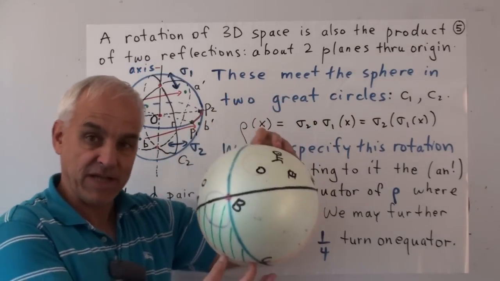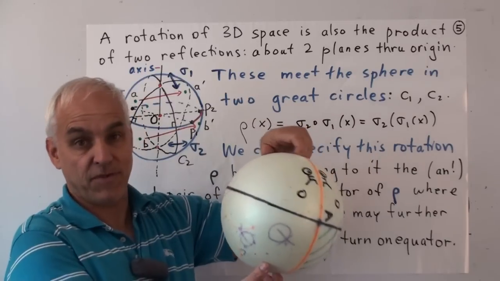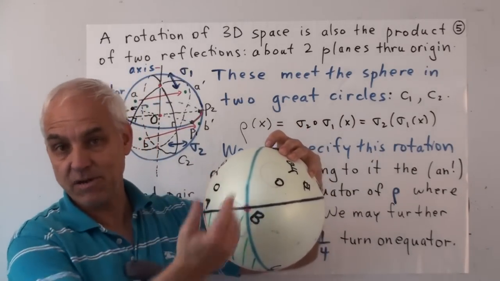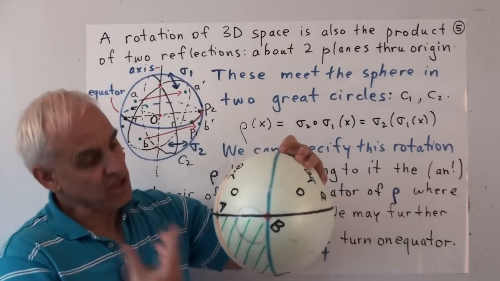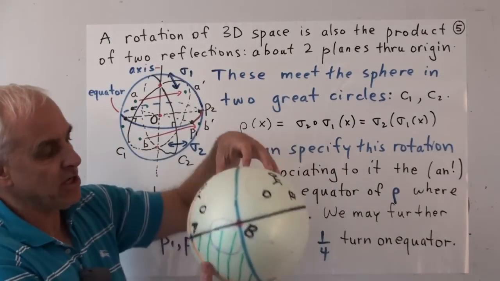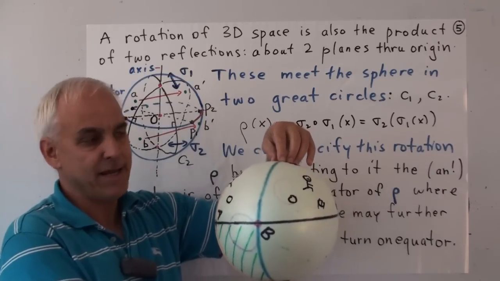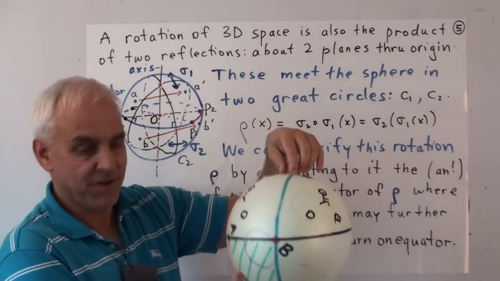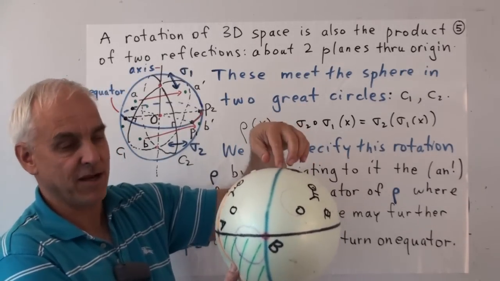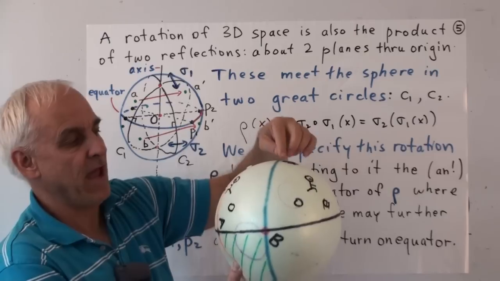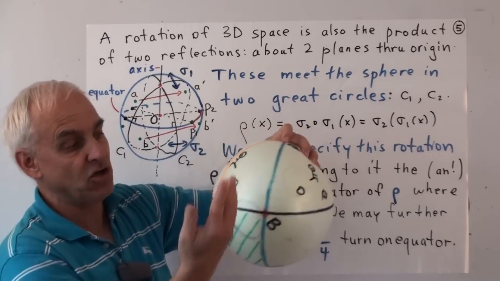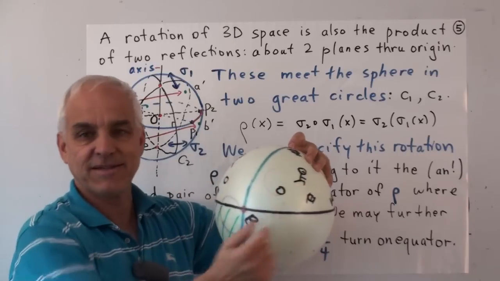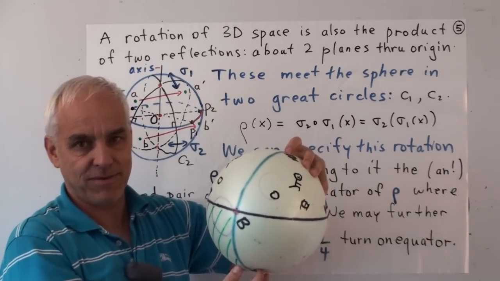So this is a way of representing a rotation of three-dimensional space as a product of two reflections in planes. And just as in the two-dimensional situation, these two planes are not really canonical. They can be moved. They can themselves be rotated. So if we rotated both of them around this axis, we would get a new set of pairs of planes which would generate the same rotation that we started with.